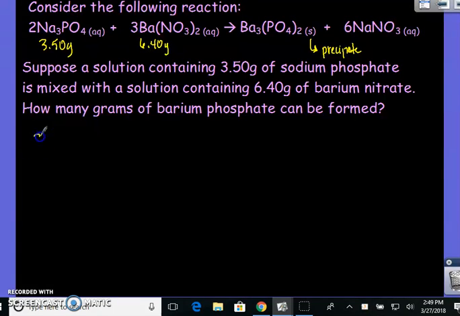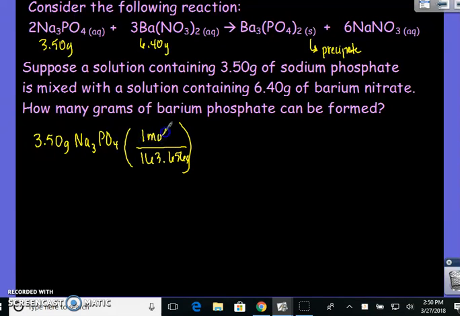So I'm going to start with our sodium phosphate. We have 3.50 grams of sodium phosphate. Okay, and I need the molar mass. So I'm hoping that I've calculated this somewhere. Yes. All right, so here it is. 163.656 grams and 1 mole of the sodium phosphate.